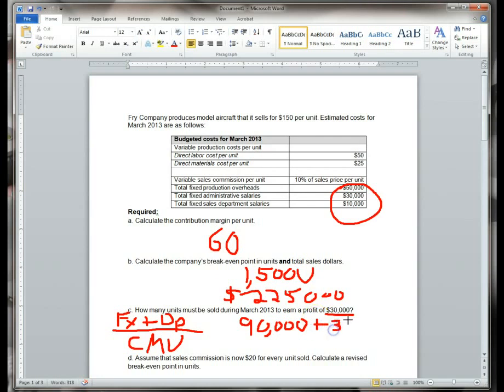Plus 30,000, divided by the 60. And that should get us, I want to say the word is 2, but let's check. 120, 1, 2, 3, divided by 60, 2,000.